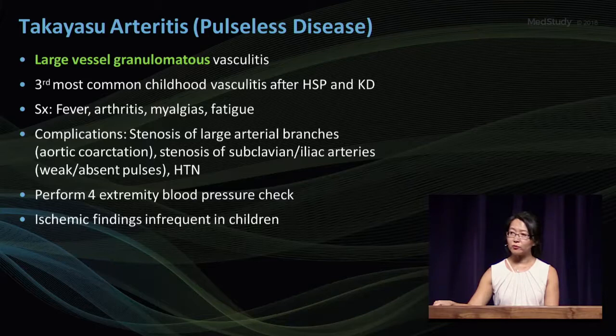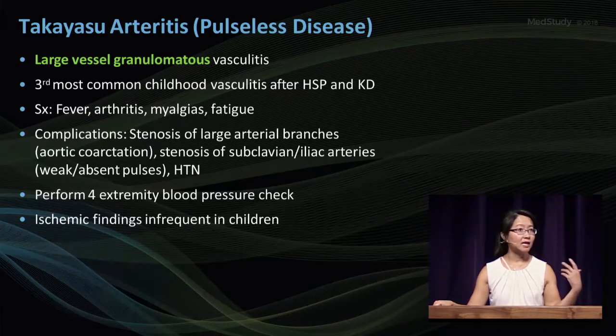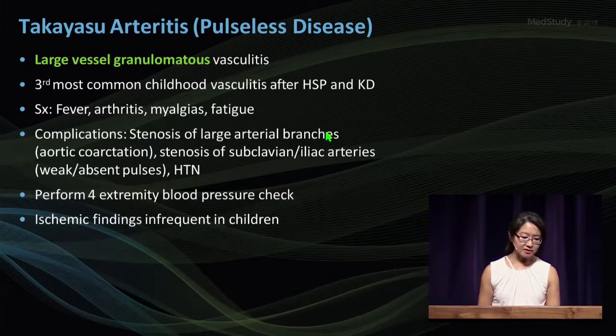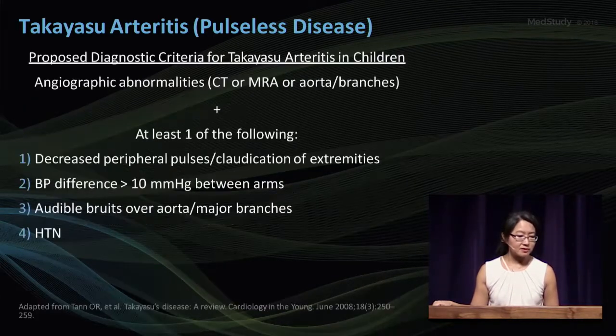So it's very important when you get vitals to do a 4-extremity blood pressure check, because sometimes these patients can have malignant hypertension that goes undetected if you check a blood pressure in a vessel that's been stenosed. Ischemic findings are infrequent in children. It's when these children grow up to be adults.